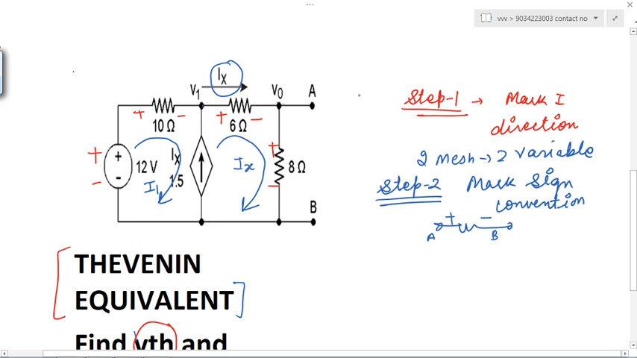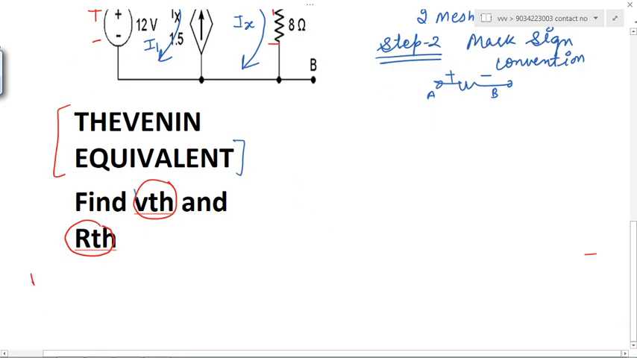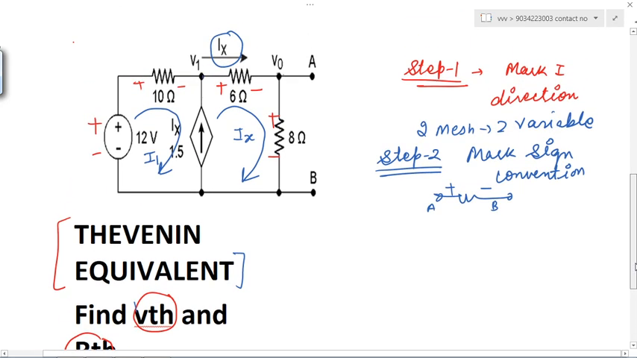We need to apply KVL, that is Kirchhoff voltage law. So for this you need to calculate what? VTH, right? VTH must be equal to VAB, because we need to calculate Thevenin voltage across A and B terminal always. So this one is terminal A and this one is terminal B. Okay, so we need to calculate VAB, that is equivalent to VTH. Now our focus is to calculate VAB.